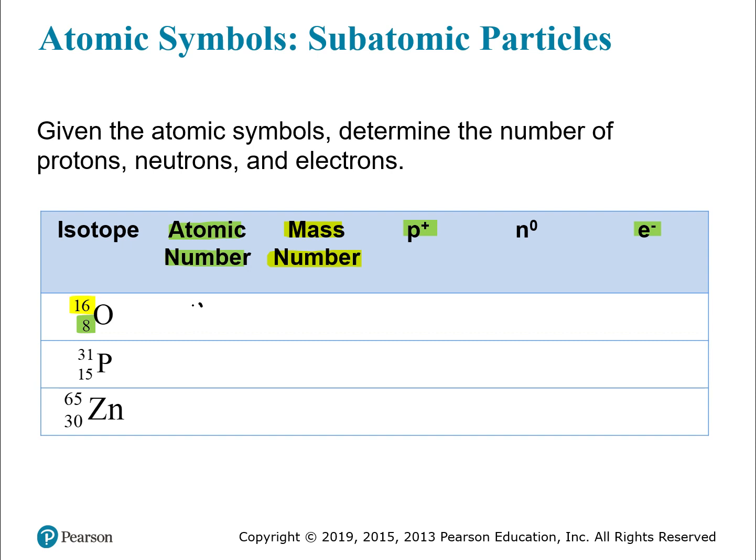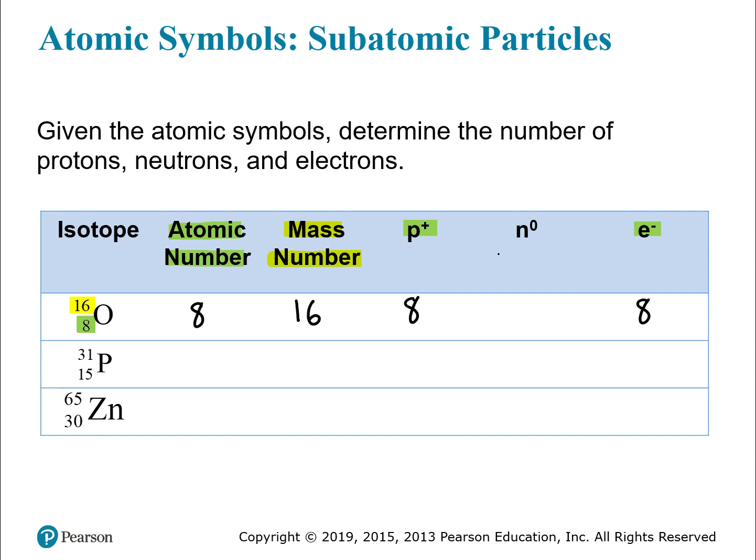Atomic number we fill in as 8. Mass number, 16. Number of protons, 8. We'll come back to the neutrons. And the electrons, 8. So 4 out of 5 answers simply by knowing the definitions and how to read an atomic symbol.